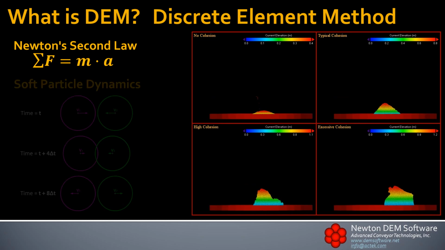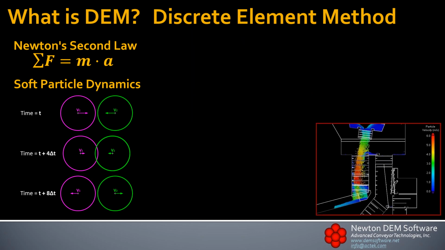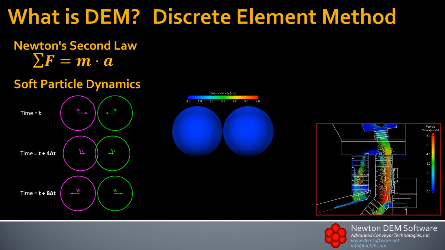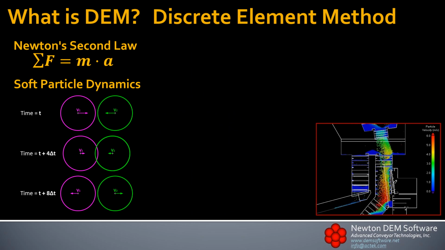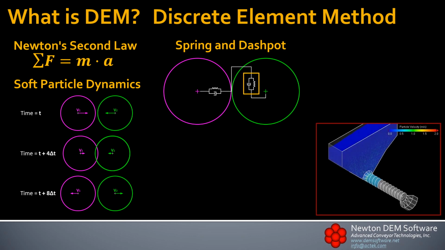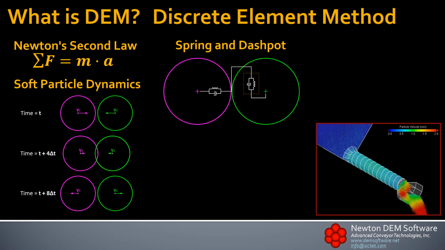DEM uses soft particle dynamics, which means that when the particles impact each other, they actually overlap slightly. So if we have a pair of particles that are moving toward each other with a given velocity, then when they impact each other, they're going to overlap a little bit, and a normal force is created between the particles which acts to push them apart. These particle contacts are modeled using spring and dashpot systems. So we have a normal spring and dashpot, which forces the particles apart when they impact each other, and we have a tangential spring and dashpot, which resists the shearing motion as the particles slide against each other.